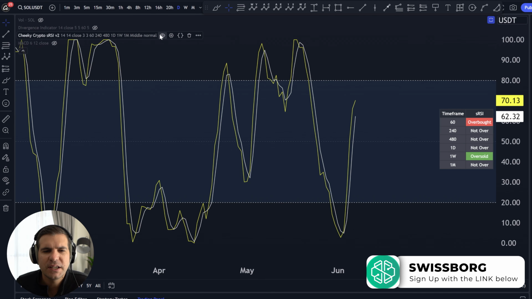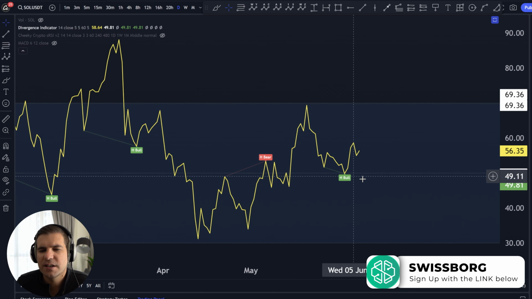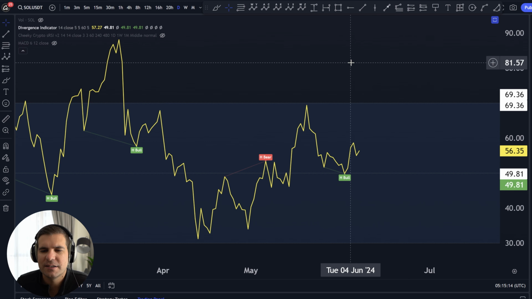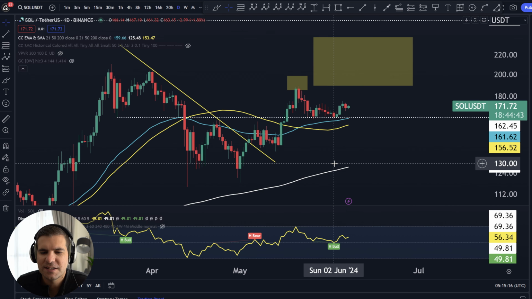If we take off the stochastics and throw on the RSI, you can see it had hidden bullish divergence on the 2nd of June. Go ahead and take a look at the price action in relation. You can see that being basically my entry point, hidden bullish divergence, also happened to kind of fall very nicely in and around key support areas. And then obviously we rallied up quite nicely from here.